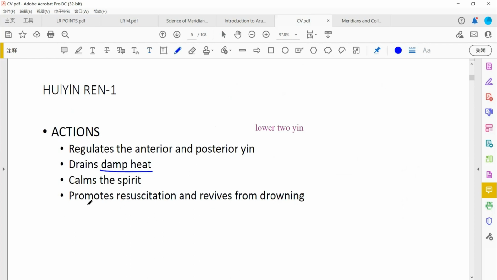And this one is special. It can promote resuscitation and revives from drowning. So this one has a special action for CV1. Right. Drowning.